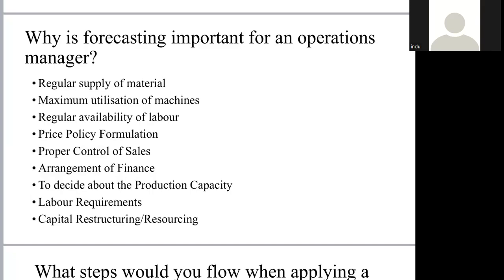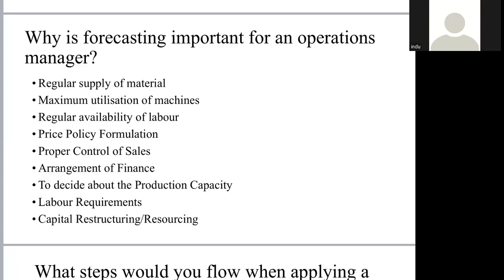And to arrange the finance, right? To properly arrange the finance, forecasting is also needed. So on the basis of the sales forecast, one can determine the financial requirements of the organization for the desired output. So this can lead to minimizing the cost of obtaining finance.